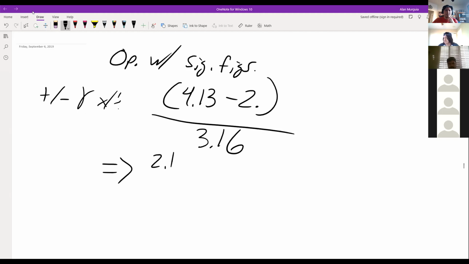The 2. Yeah, exactly, because it has none. So technically our final answer for this part of the problem would just be 2, because we have to consider the sig figs rule. So now we're left with 2 divided by 3.16.